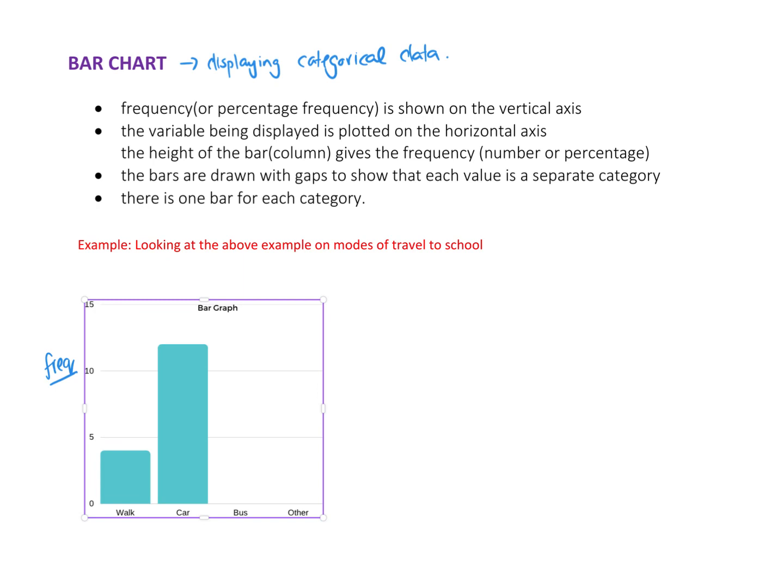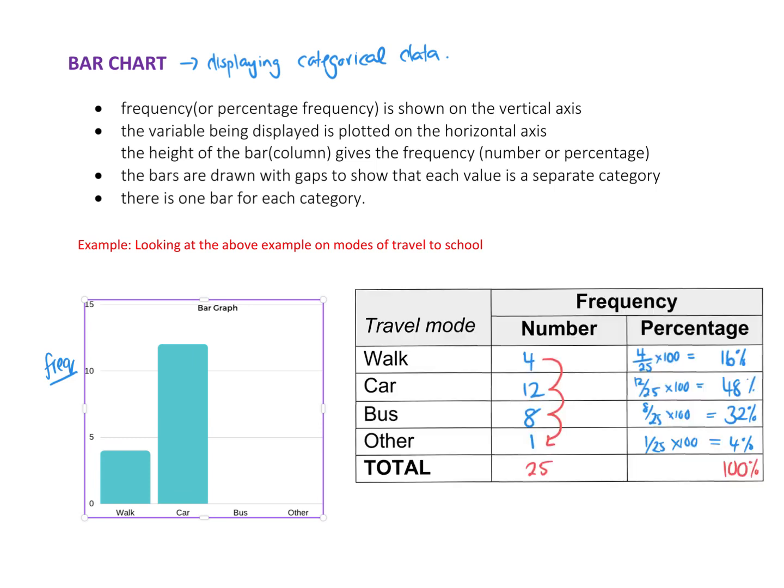So if we're looking at that example we did, when we're drawing this bar chart, what they're saying on the horizontal or x-axis is that we display our variable. So down under here, I need to write travel mode because that's what we've put down along there. Then you draw a bar or a column up to the amount of the frequency. Walk was 4, so you can see it's measured at 4, and the car was 12, so it's up there on the 12.